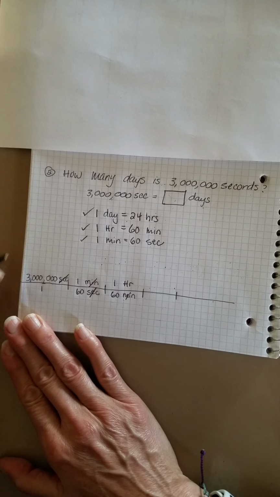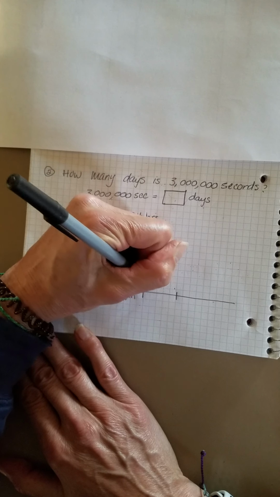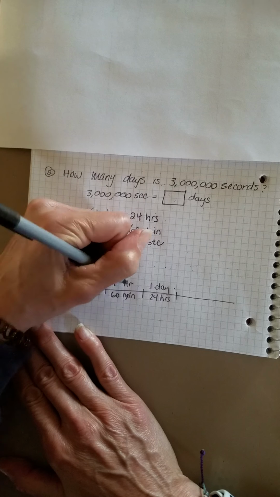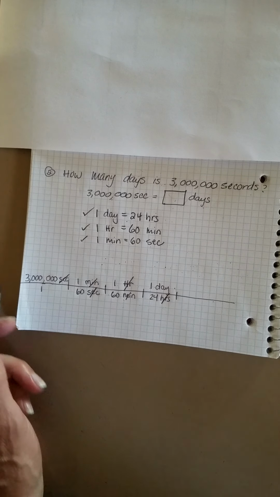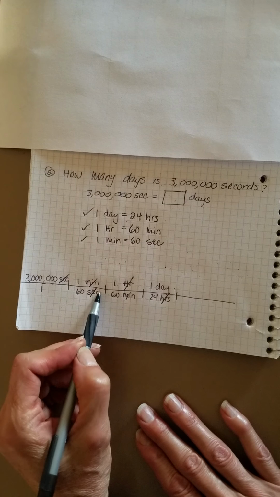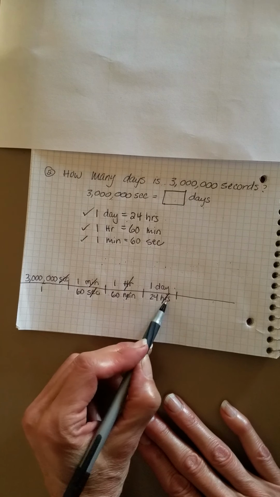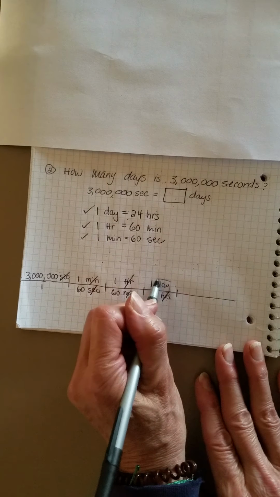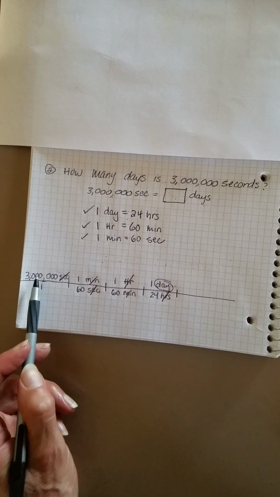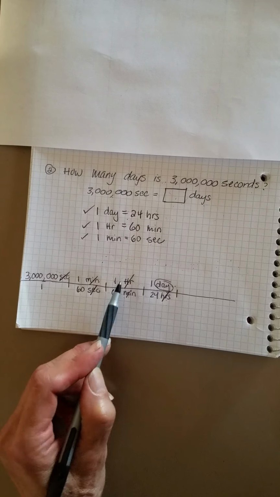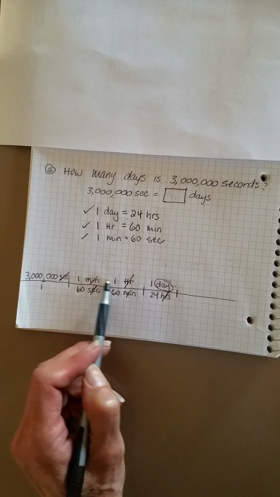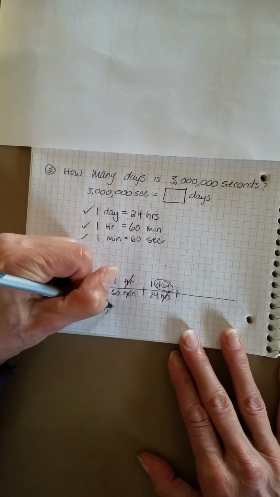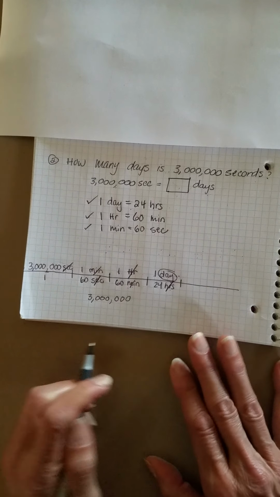And then I have 1 day and 24 hours, because I want the hours to cancel out. So now I'm left with, let's make sure, seconds canceled out, minutes canceled out, hours canceled out. I'm left with my 3 million, and my final unit is day. That's what I want. So 3 million times 1 times 1 times 1 is 3 million.